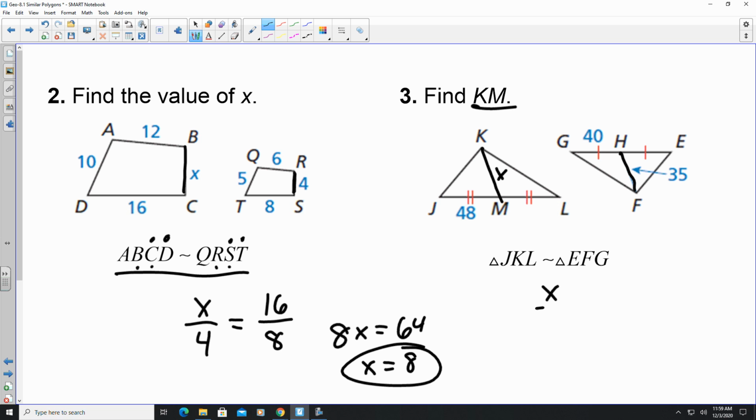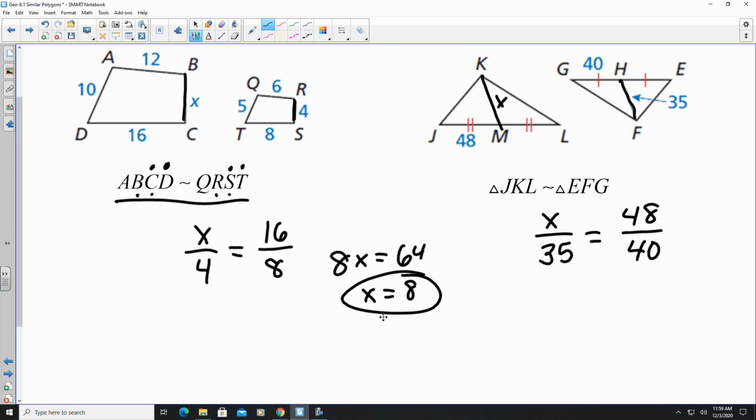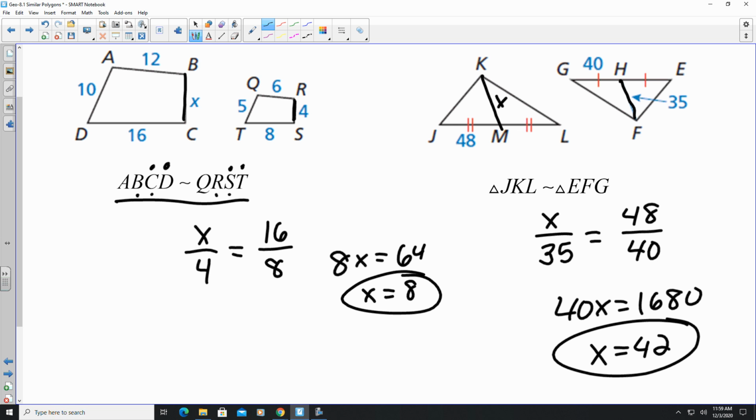So I'm going to say X over 35 is going to be equal to, and then since this is 48, I put the 48 on top because that coincides with my variable X, and then I would write in 40. Doing the cross products, I would get 40x is equal to 48 times 35, which is 1680, divided by 40. X is 42, or KM is 42 in this example.